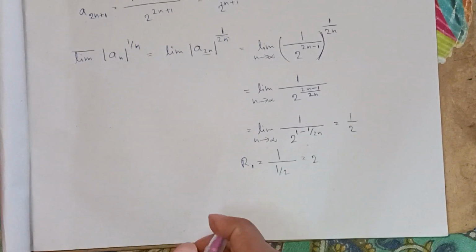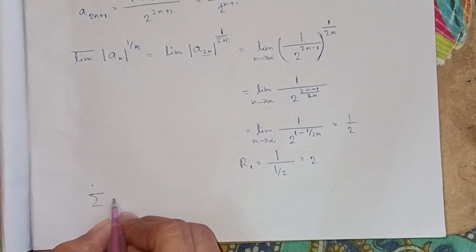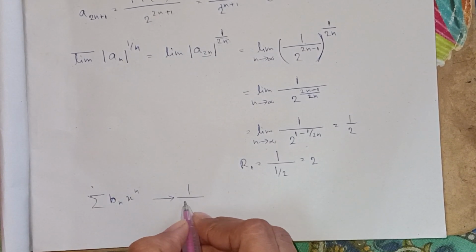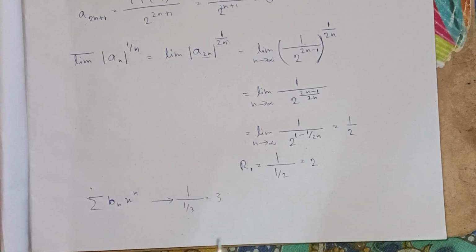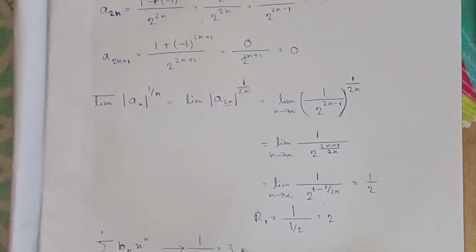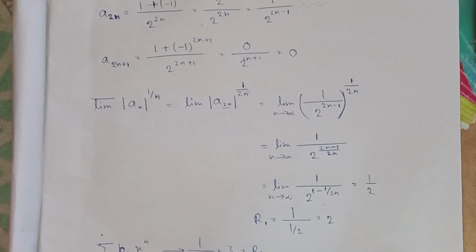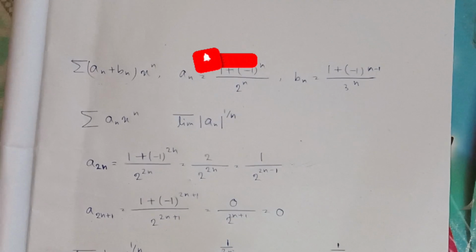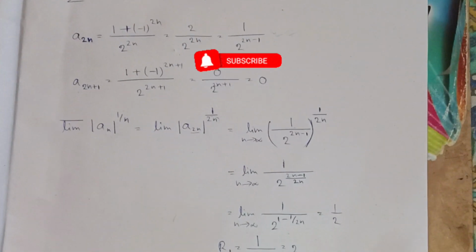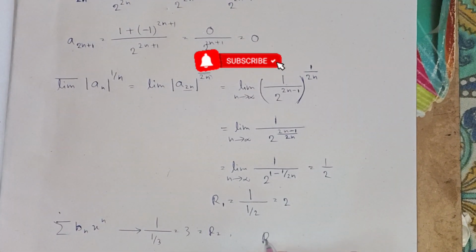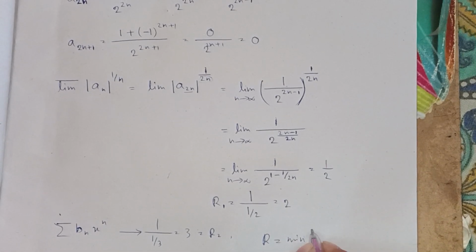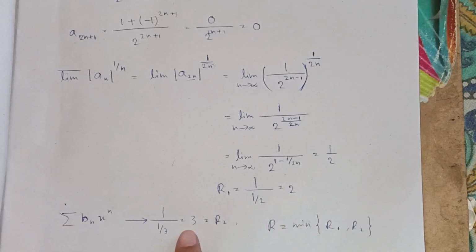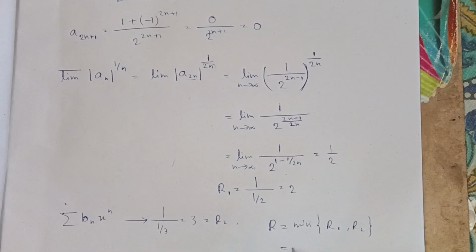Similarly, we can find the radius of convergence for the series bn x to the power n as 1 over 1 over 3, which is 3, which is equal to R2. Now to find the radius of convergence for this power series, we have to find the minimum. That means R is equal to minimum of R1 and R2, and minimum of 2 and 3 is 2, so the radius of convergence is 2.